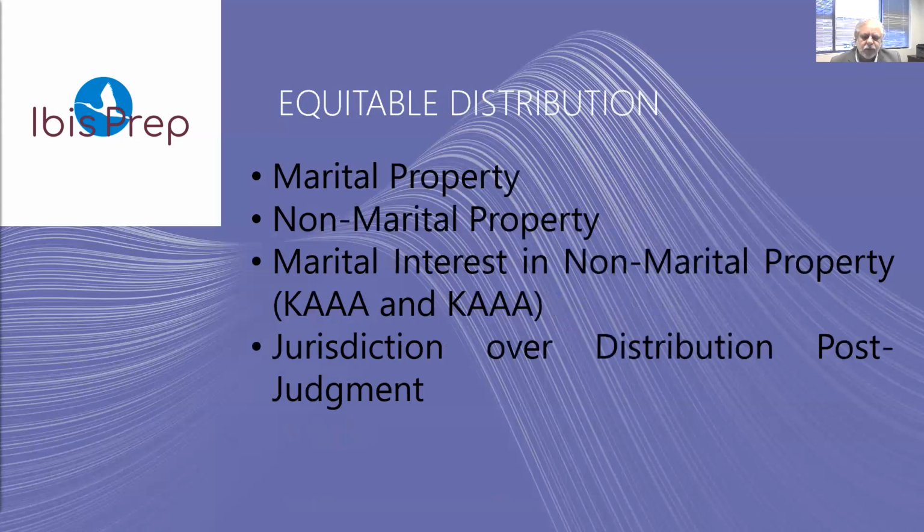So after parenting, we get into equitable distribution. This is property. There are only 2 types of property. There's marital property and non-marital property. Marital property is all the property that's been acquired during the marriage or has been commingled from non-marital property. Non-marital property occurs if the property was brought into the marriage or was gifted or inherited and not commingled. Now, the biggest component of non-marital property is when the property is commingled.